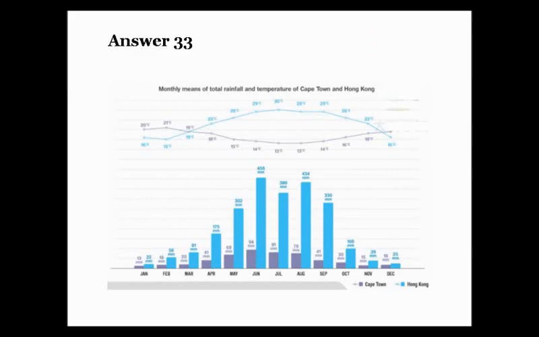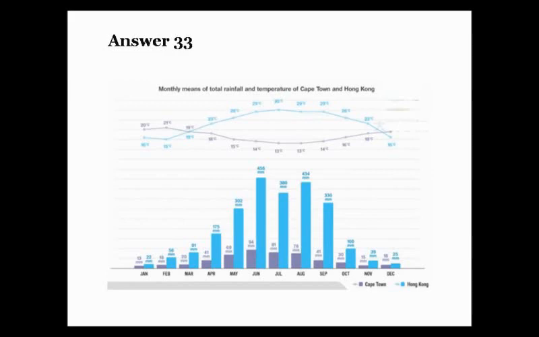The graph gives information about the monthly means of total rainfall and temperature of Cape Town and Hong Kong. To begin with, we can see that there are several sections in this picture, that is January, March, May, July, September, and November. According to the graph, for Cape Town, the largest number can be found in June, which is about 94, while the smallest number can be found in January, which is about 13.